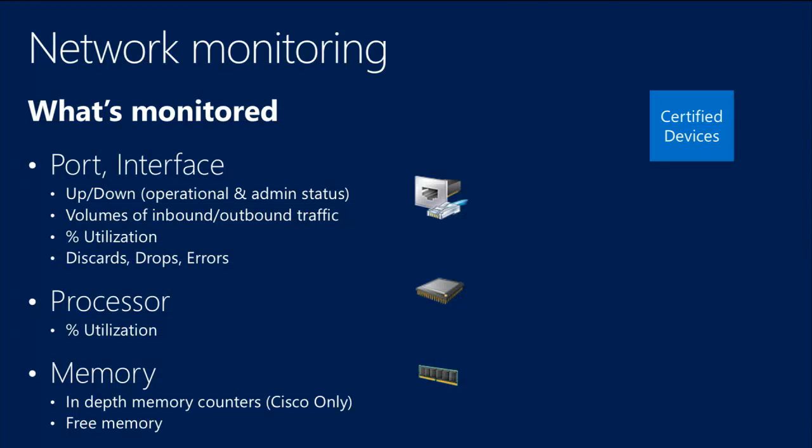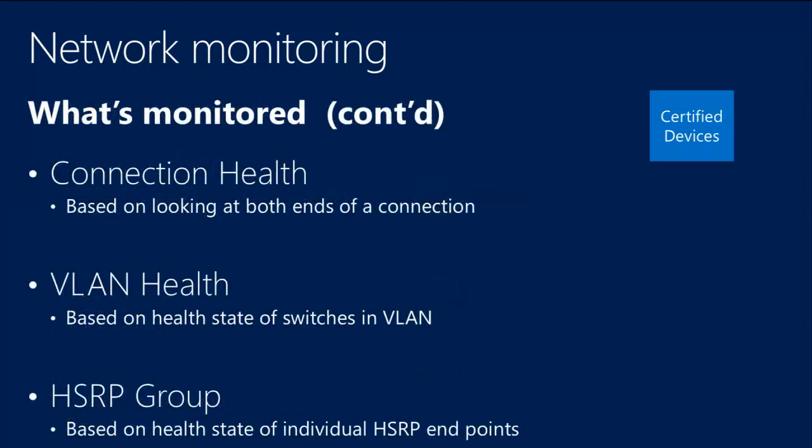Processor utilization, and then for Cisco models, we do the in-depth memory counters, and for all other models, we collect free memory for you. We look at connection health, so whether or not a connection is up, and show you VLAN health, all the states of the switches that are part of this VLAN group. The same goes for HSRP, Cisco-based high availability, and we show you health states of the individual endpoints.